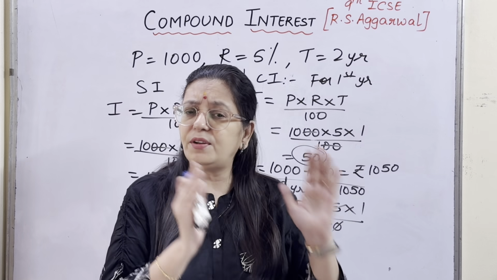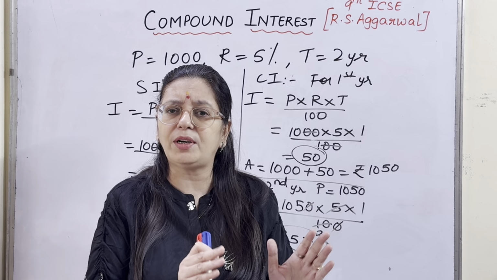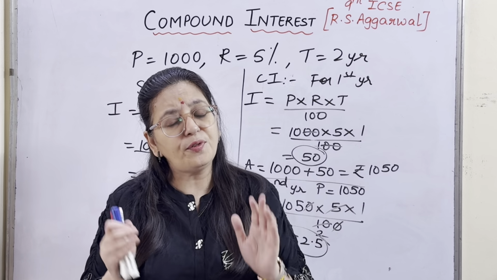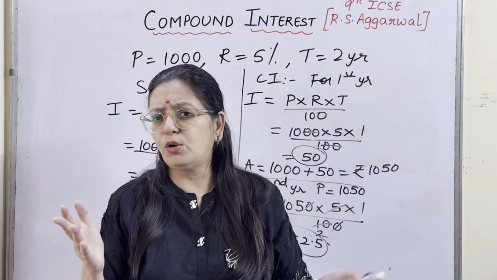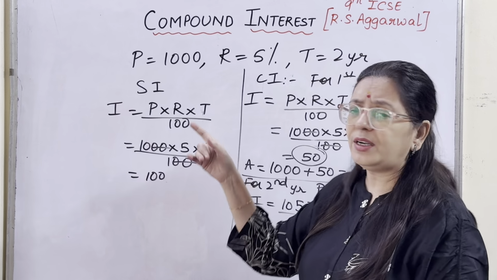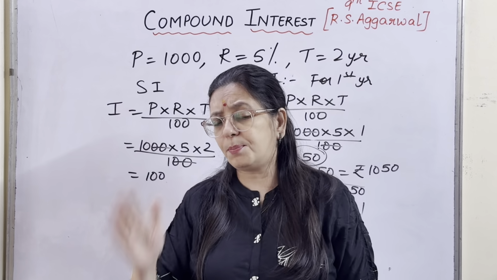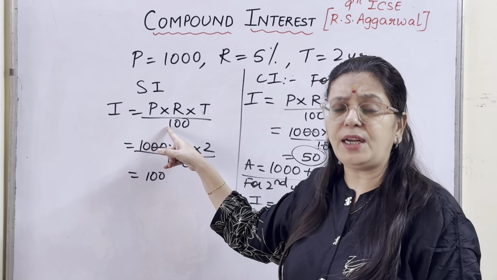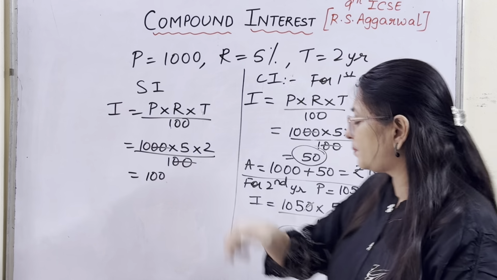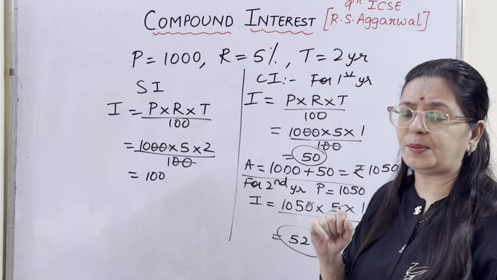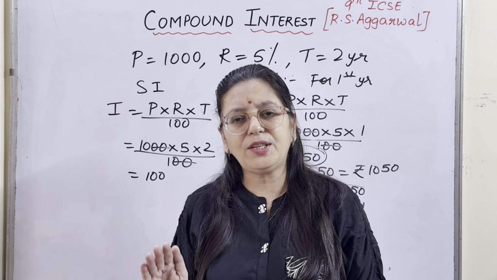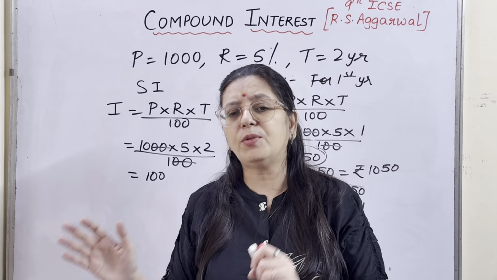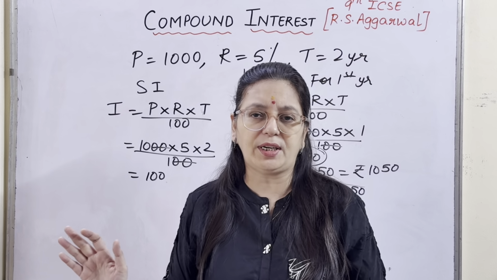Are you clear with the difference between simple interest and compound interest? Come on, let's do a few questions from exercise 2A. We'll follow the same pattern. For compound interest, we are going to follow the formula P into R into T upon 100, and amount is principal plus interest. Now exercise 2A is based on finding compound interest and amount without using any formula.